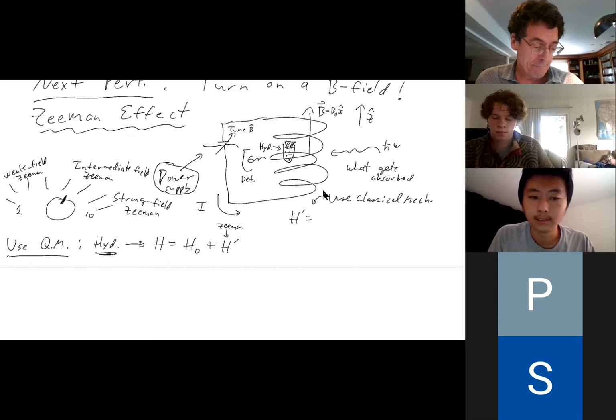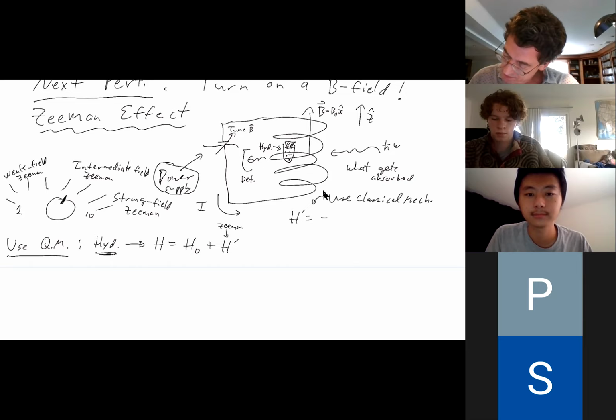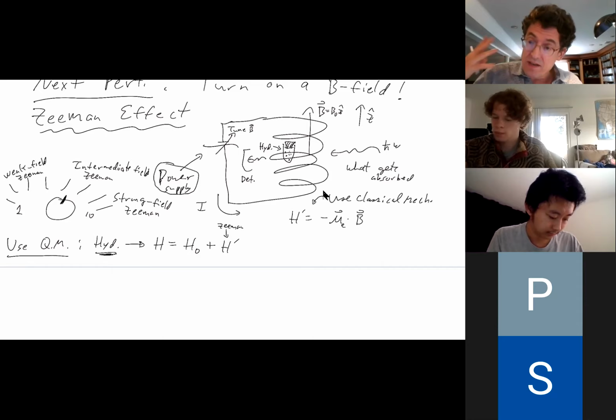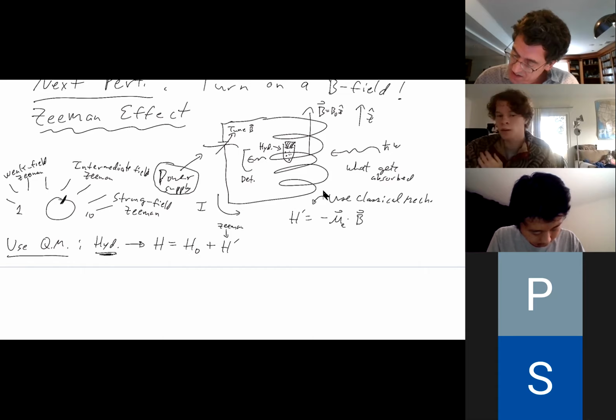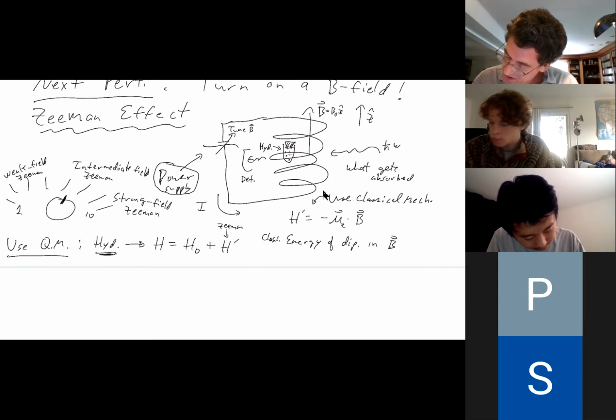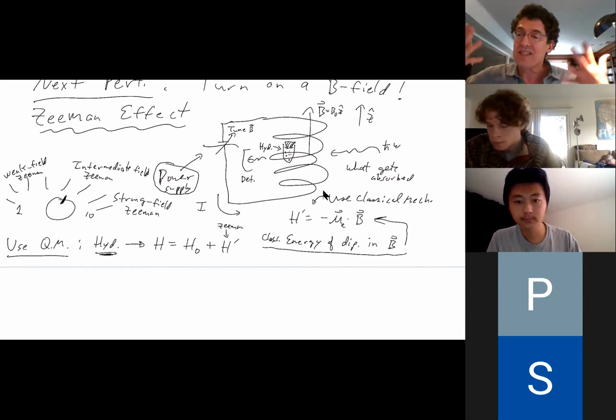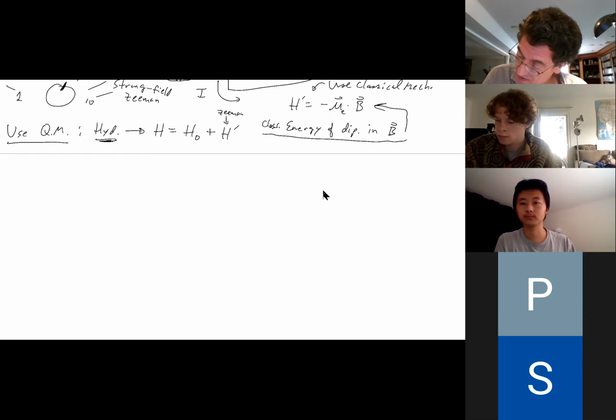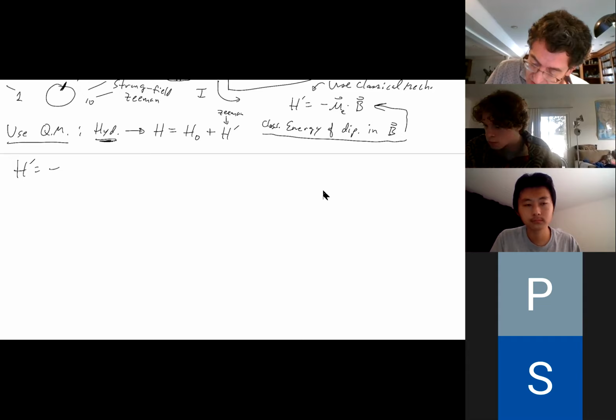The negative magnetic dipole moment dotted with the magnetic field. That's exactly right. Because the electron has a dipole moment, and the energy of a dipole in a magnetic field is negative mu dot B. That's the classical energy of a magnetic dipole in a magnetic field. And that's a classical result. And so that's our Hamiltonian, because that's the energy. That's where the energy is coming from. Okay, so now we see that H prime is equal to negative mu_e dot B.